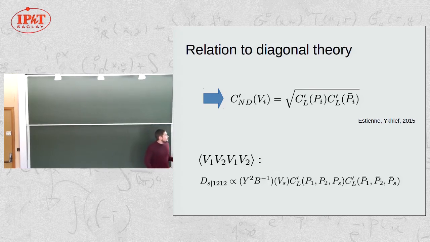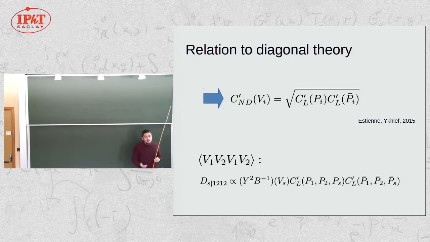This expression appeared, for example, in a paper by Benoit Estienne and Yassine Ikhlef 3 years ago now, in which they studied the O(n) loop models and the non-diagonal CFT that would describe them. They found this expression. And though if we wanted to start from here, it would probably not be as useful because we need to determine the sign with which we take the square root. And also, even though these structure constants here could be analytic, we need to check that taking the square root does not spoil this analyticity.